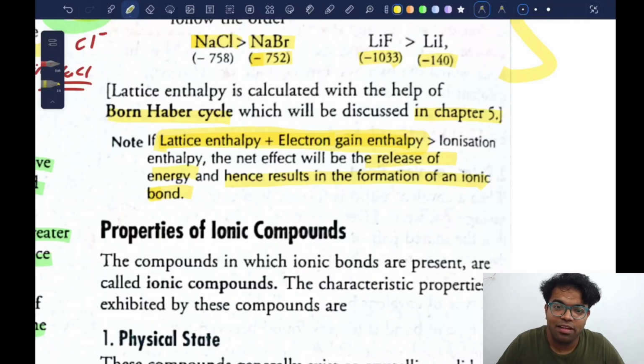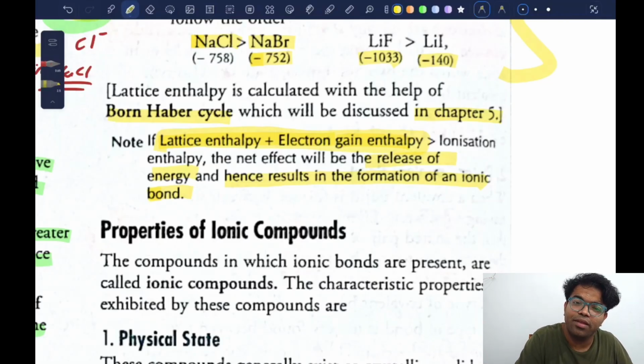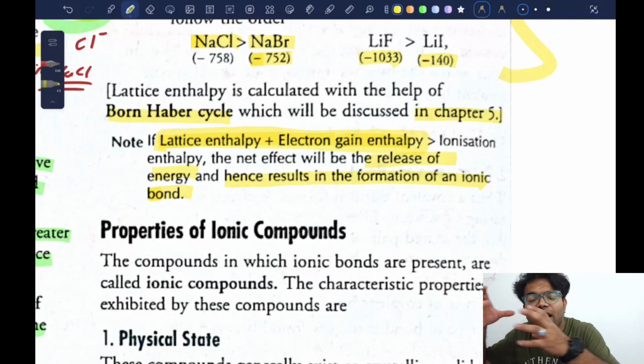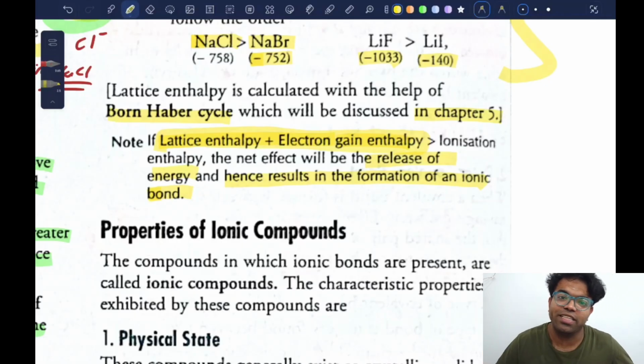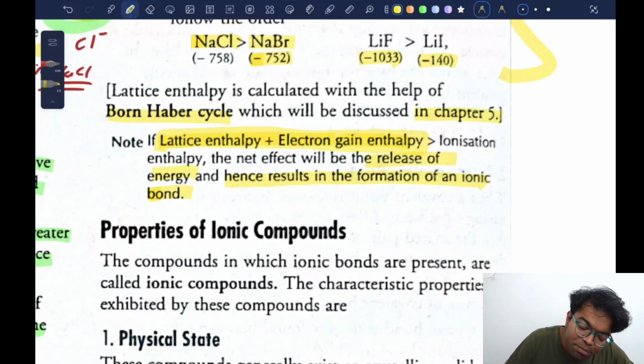Similarly, what they're trying to say is, in which two situations are we getting the energy release? We are getting energy release when the metal and the non-metal form a bond to form a lattice. That is one energy release. The second is when you provide an electron to a non-metal, it releases energy in the form of electron gain enthalpy. So the source of your energy should always be higher than the consumption of energy, which is the ionization enthalpy. Clear?